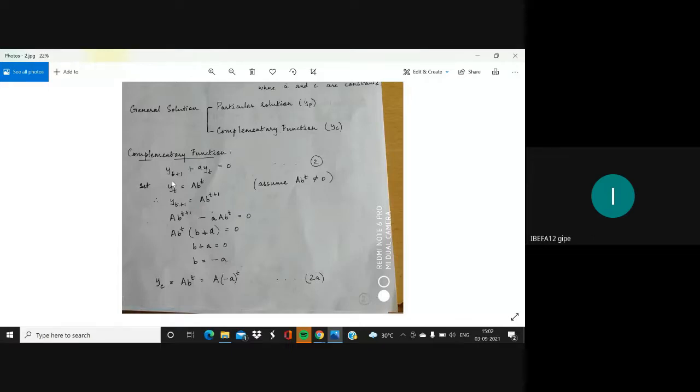Just remember that you bring all the y_t terms to one side, set it equal to 0, and then go about solving by assuming that y_t assumes a value Ab^t at time t, and so on. So far, is it clear to you all? Any doubts about what we have discussed so far?